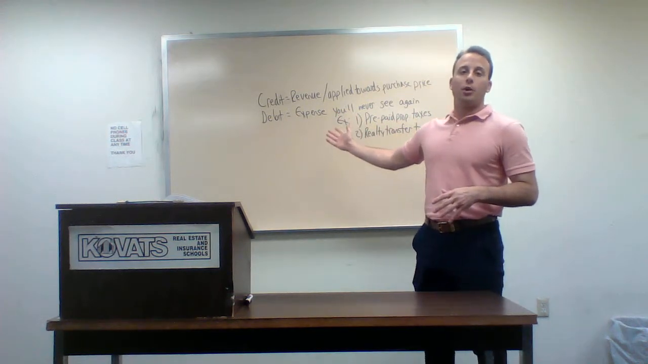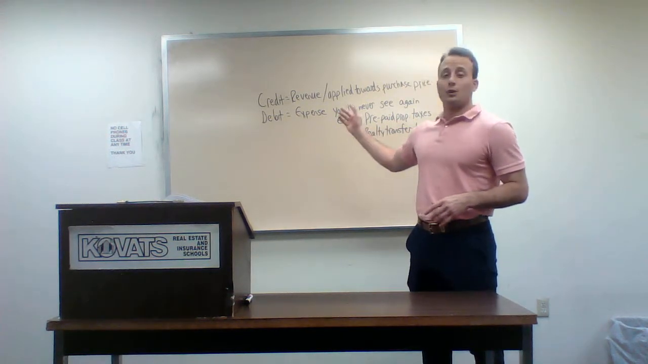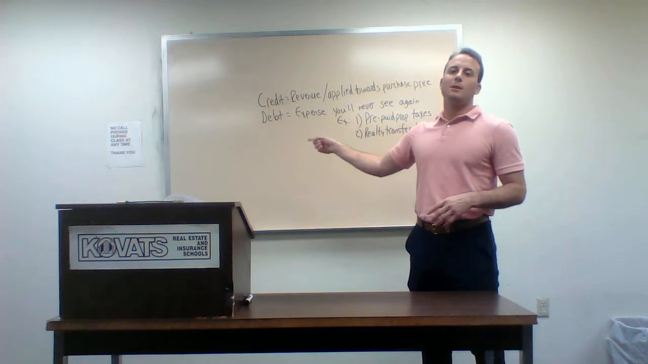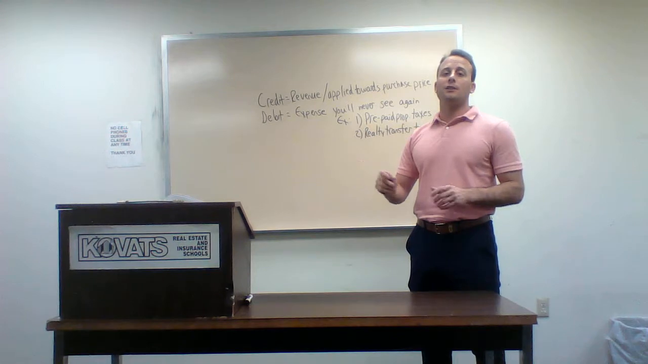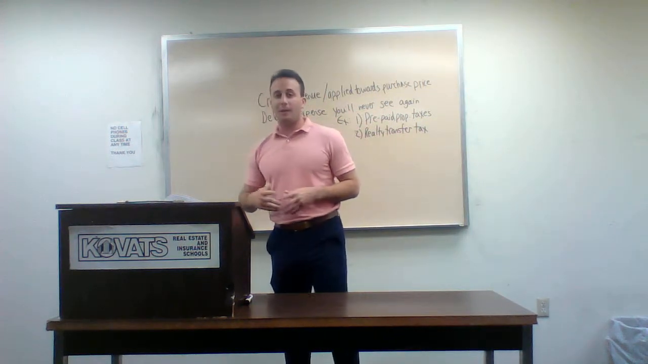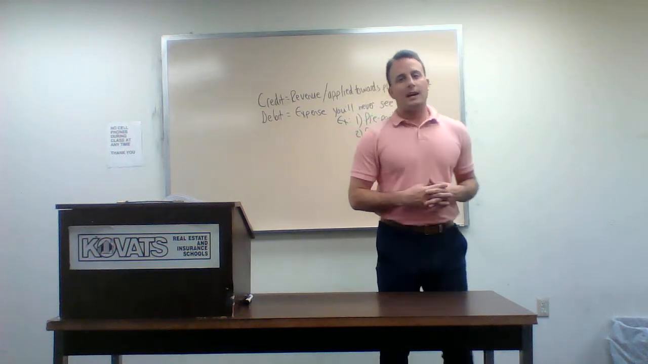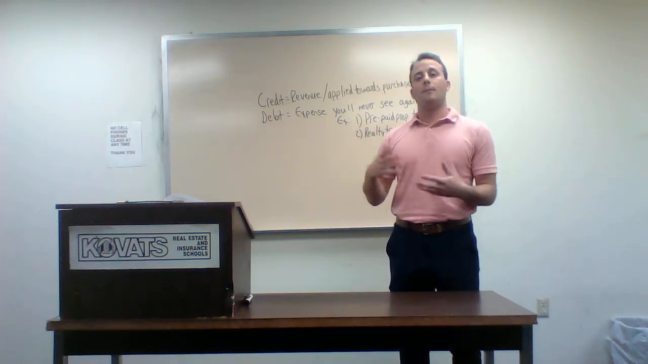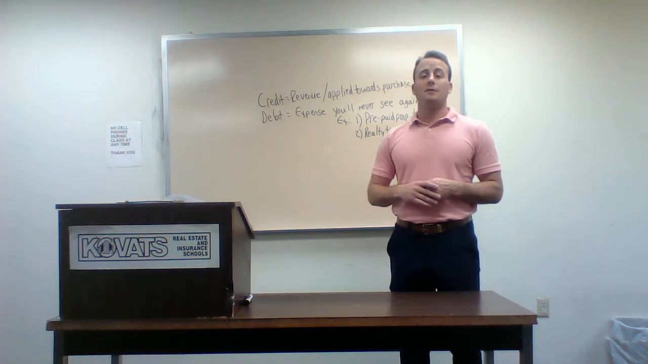A credit for the purpose of doing a closing statement is a revenue or anything applied towards the purchase price, and a debit is going to be an expense, money you're spending that you'll never see again. And you'll see a bunch of these as an example on page 359. So if you go to page 359 and want to look at some examples of things that might be debits, things that might be credits, you're going to have a bunch of examples there.